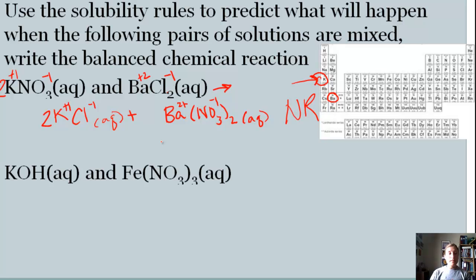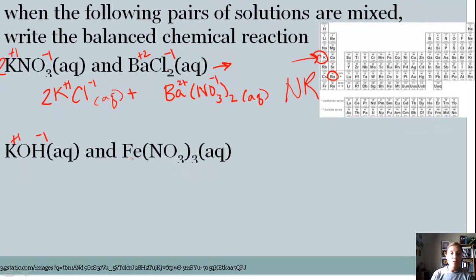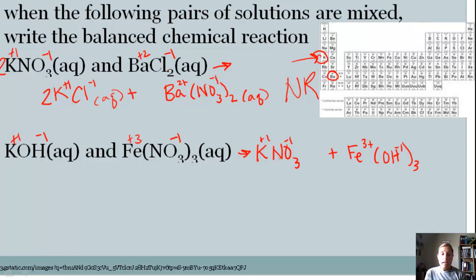Let's look at another one. So we have potassium hydroxide again, assigned charges. Now, iron's a transition metal, so I don't know the charge, but I do know nitrate's a -1. And since there's 3 of them, I know it has to be a +3. So now let's switch our partners. Let's take our potassium, and now we need to combine it with the NO3, since we have +1, -1, we're all set there. And then we've got our iron, and our hydroxide's a -1, so I know I need 3 of them. Well, I know that any nitrate is soluble, so that's an AQ.